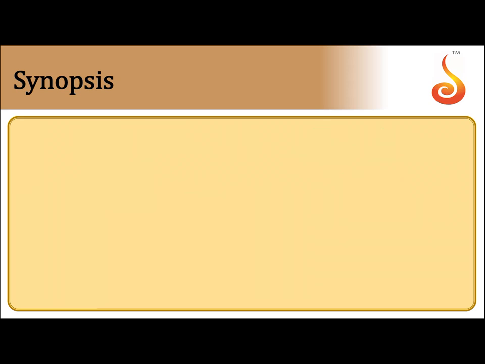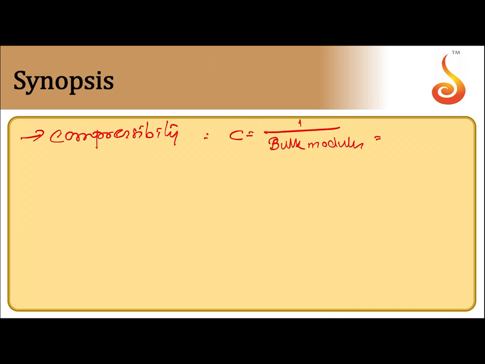One another important aspect here is the idea of compressibility. What is compressibility? Remember, it's the reciprocal of bulk modulus. So we have 1 divided by K or 1 divided by B as the expression for this one.